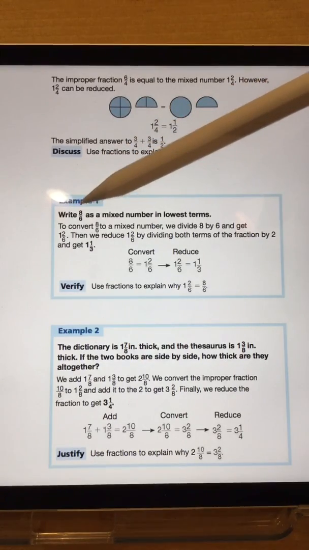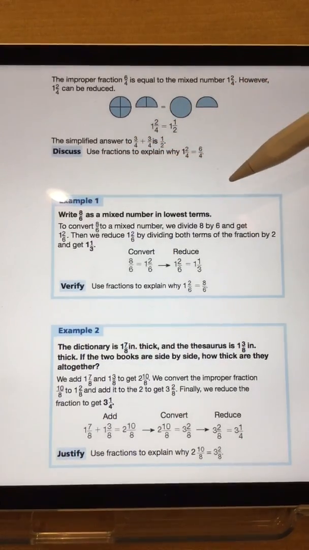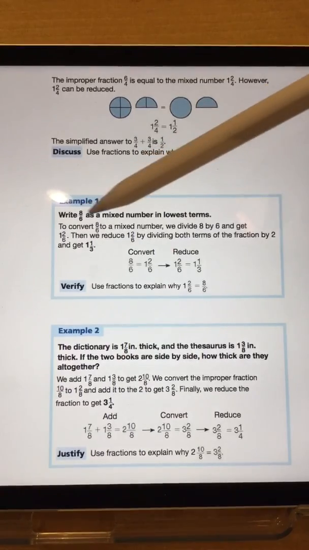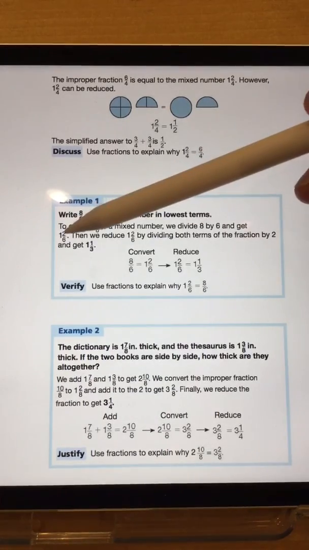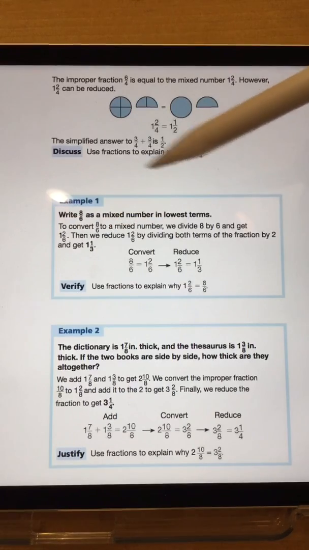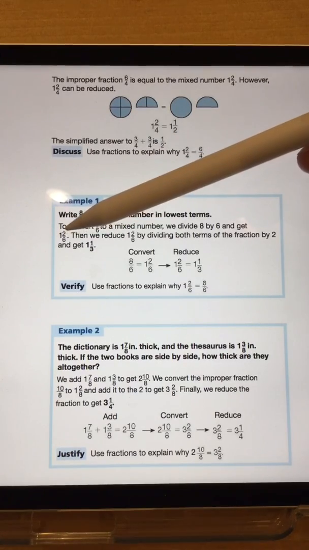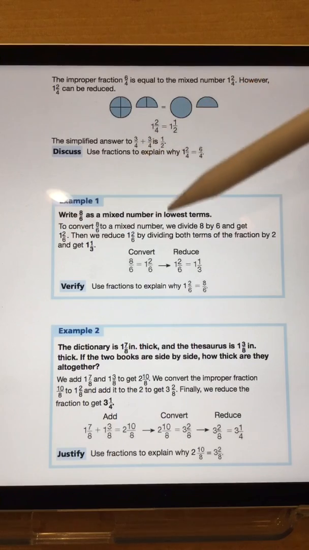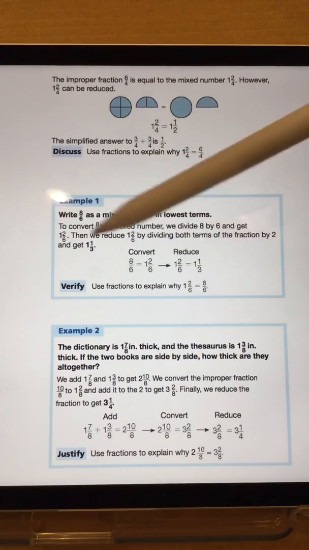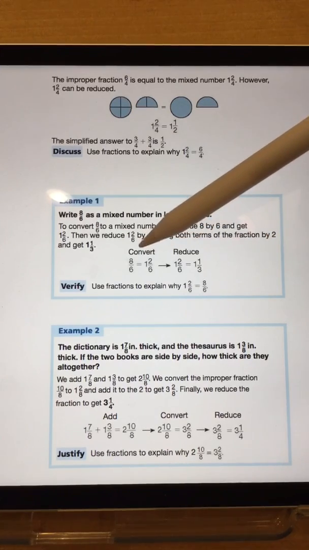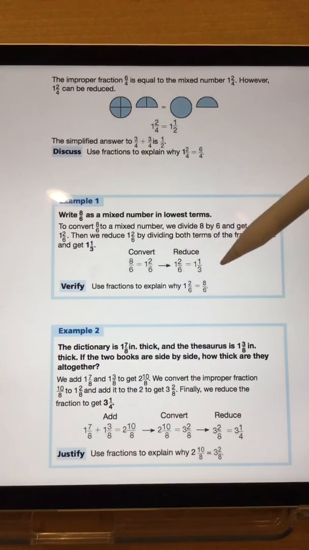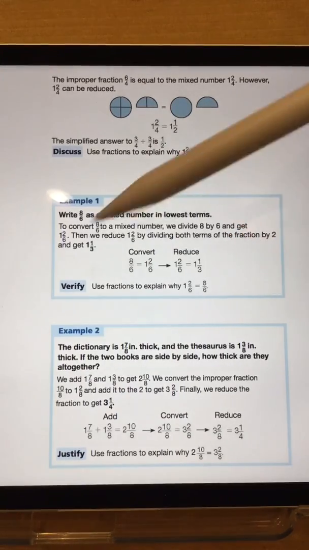Example 1, we write 8/6 as a mixed number in lowest terms. To convert 8/6 into a mixed number, we know we need to divide 8 by 6. When we do the division, we get 1 2/6. Now we look at that and we know that 2 goes into 2 and 2 goes into 6. So 2 goes into 2 once, 2 goes into 6 three times. We take our fraction of 1 2/6 and make it 1 1/3. And that's as low as we can go.